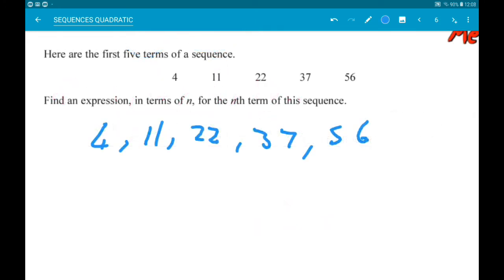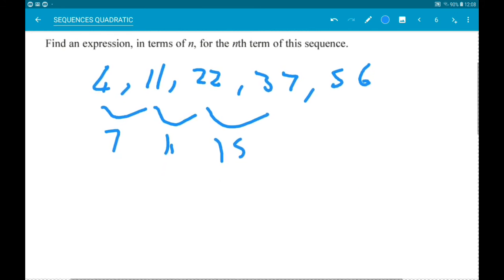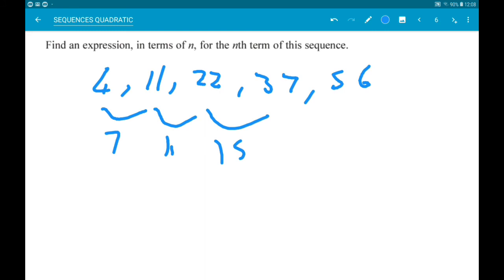Okay, one more then. Finding the nth term of this chap. So, find the first differences. So 4 to 11 is 7, 11 to 22 is 11, 22 to 37 is 15. That will do. Find the second differences. 7 to 11 is 4, 11 to 15 is also 4. Good times. Half that for the number of n squared.